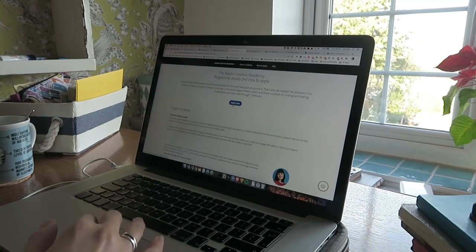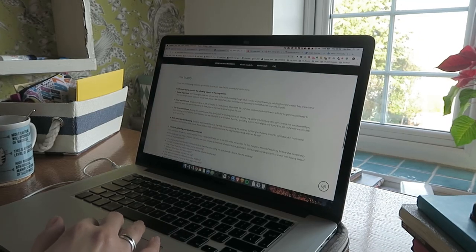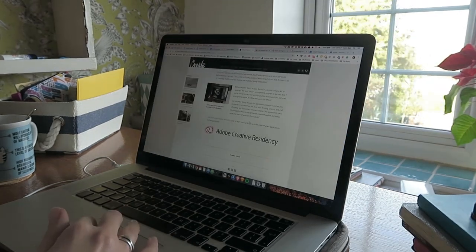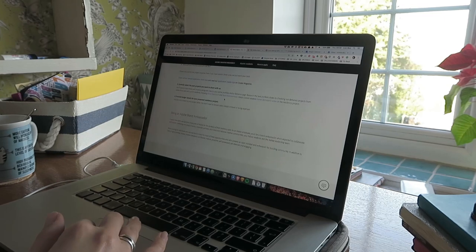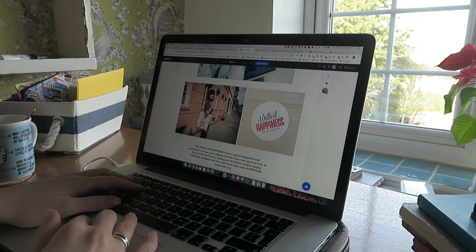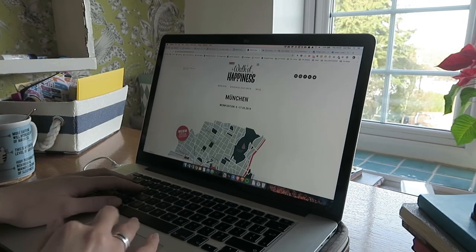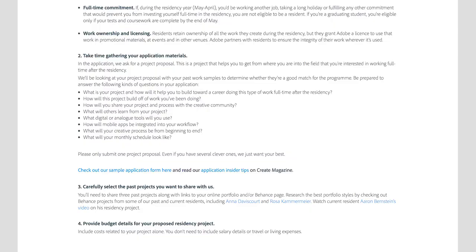The first thing I've done is go to the website of Adobe, and I have checked out some examples of previous years, people who have actually gotten into the residency and what proposals they had. And I have also checked the questions that they normally want people to answer through their proposal.